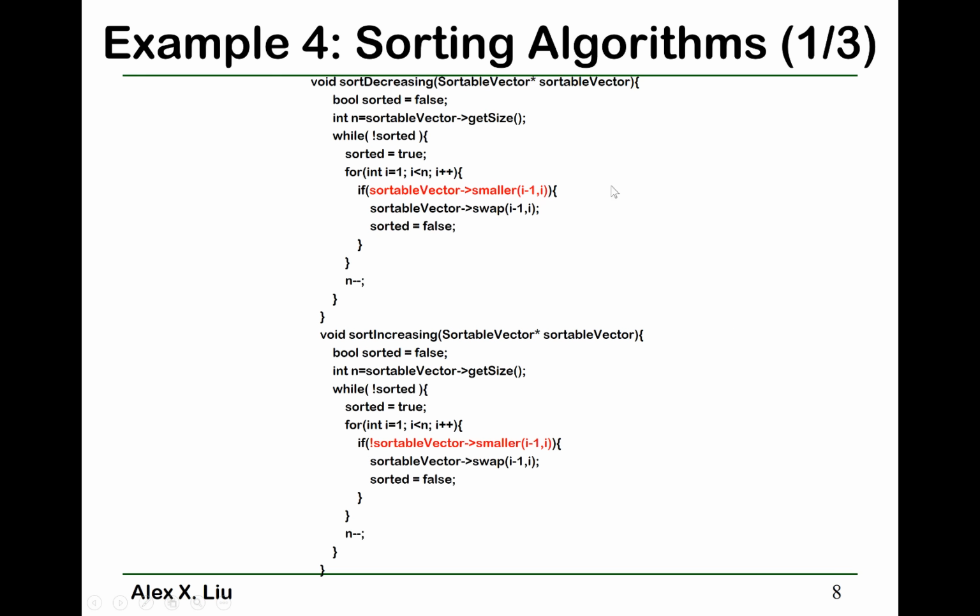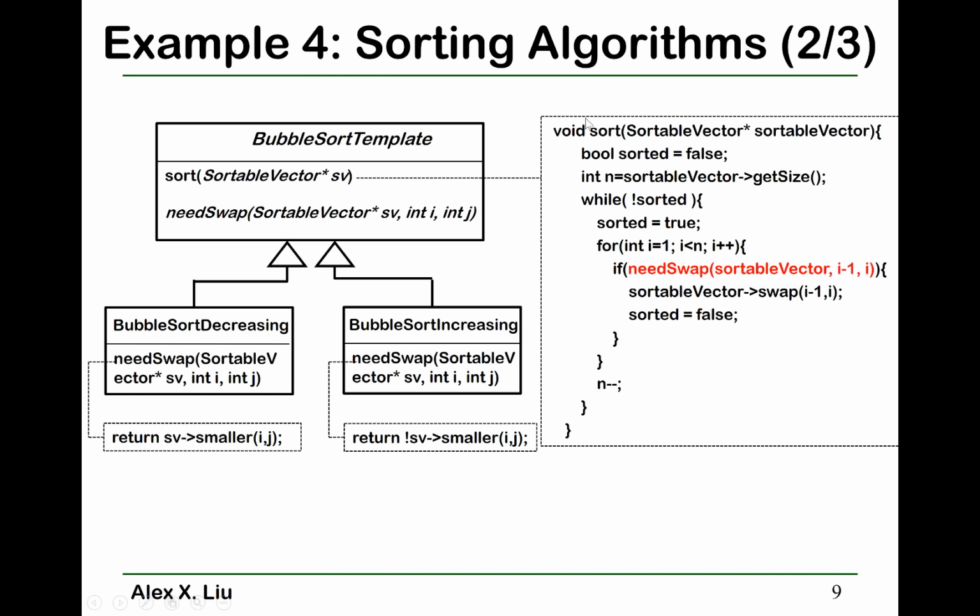So what we want to do is factor the common code into the base class. We want to implement the common code only once, and then we want to implement the sort decreasing algorithm and sort increasing algorithm as different versions of the same algorithm. So of course, we should use the template method pattern to refactor the code. How to do that? Okay, here's the way to do it. You have this base class, bubble sort template, and here we have this bubble sort algorithm. You see that this bubble sort algorithm also works with the sortable vector.